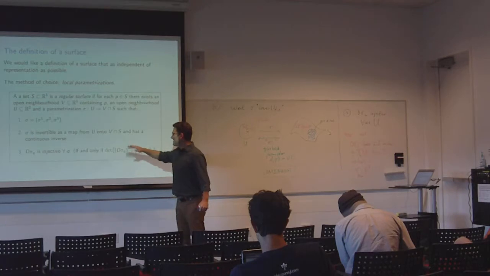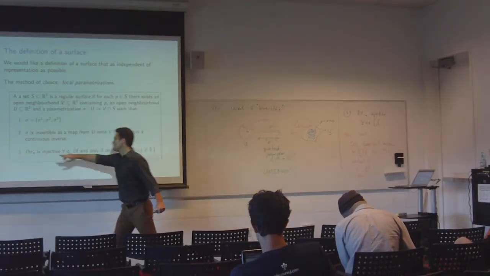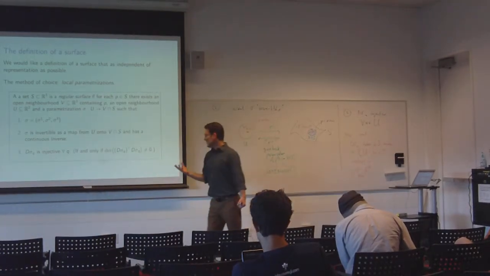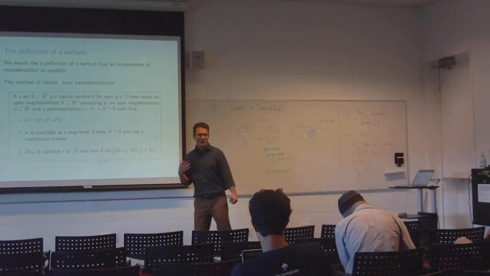Okay. Sorry. So where are we? D phi is injective. D sigma is injective. What does this actually mean? Well, it means all this nonsense. But how do you test it?